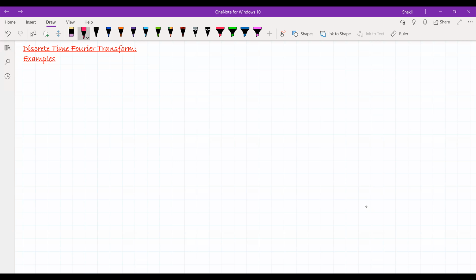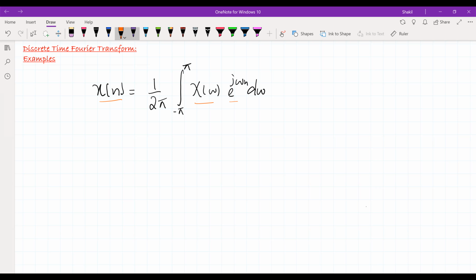So, first of all, before we solve the example, let's revisit what is Fourier transform. We can express any sequence x of n, which is a discrete time sequence, as a weighted sum of complex exponentials. So this is the formula. So we can express x of n as a weighted sum of complex exponentials. This is the Fourier transform.